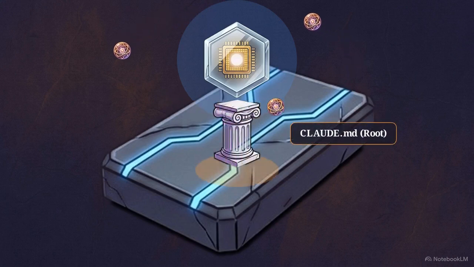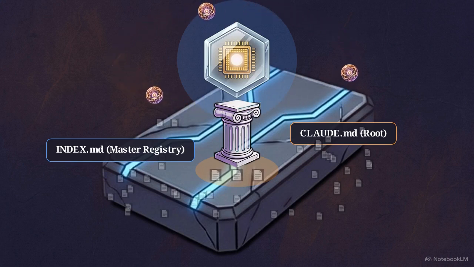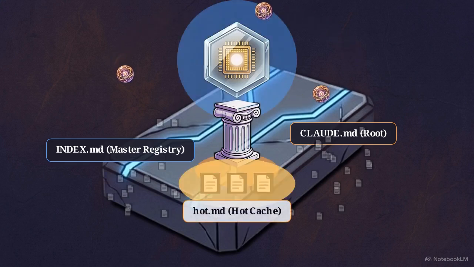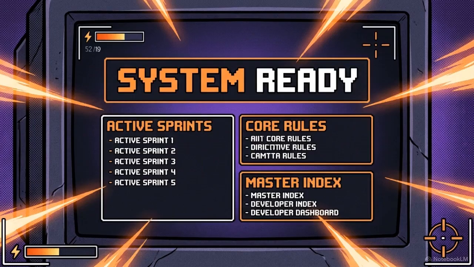First, the AI reads a root file, capped at under 300 lines, to learn your core instructions, coding standards, and navigation rules. Second, it scans a master registry. This provides a map of every document in your vault without requiring the AI to open or read the actual contents. Finally, it reads a compact 500-word hot cache to instantly load your active sprints and recent project decisions. This sequence grants the agent situational awareness before it attempts to execute a single task.